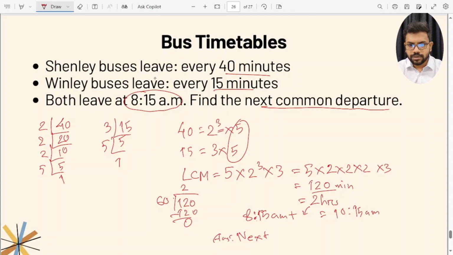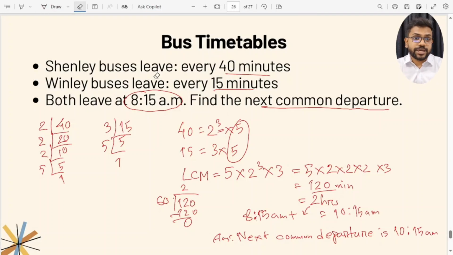Okay. So the next common departure, you can write as the final answer: next common departure of both the buses is 10:15 a.m. Okay. All right.